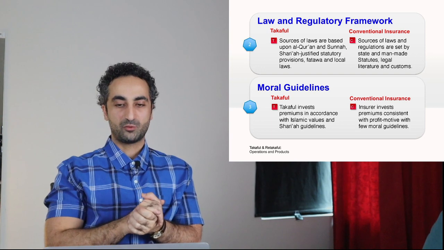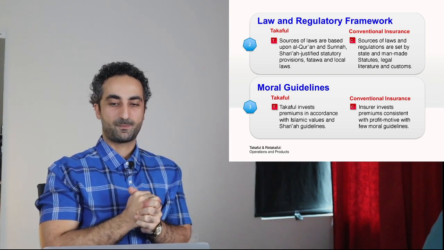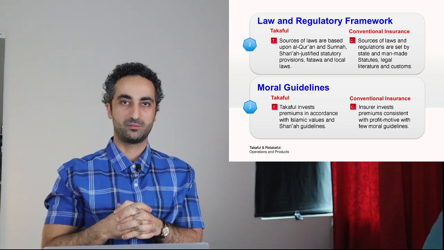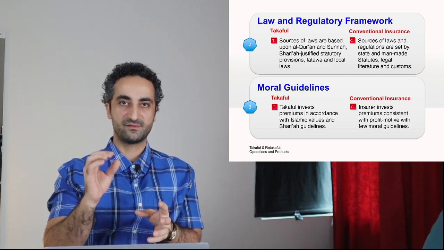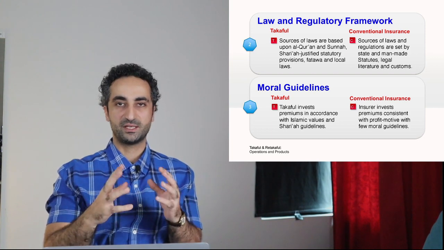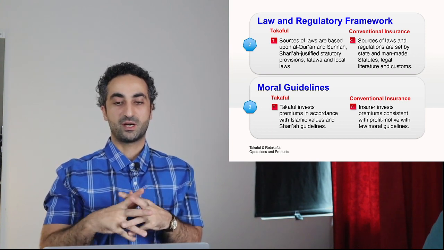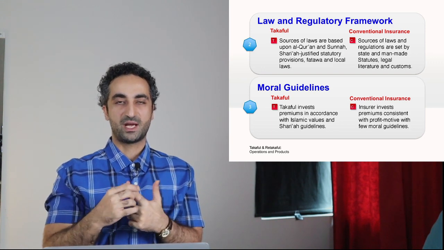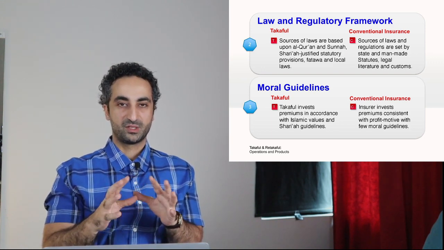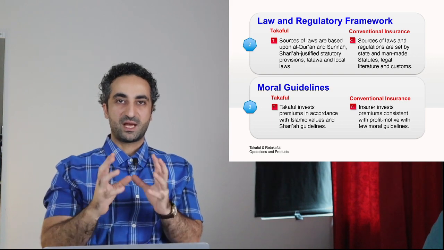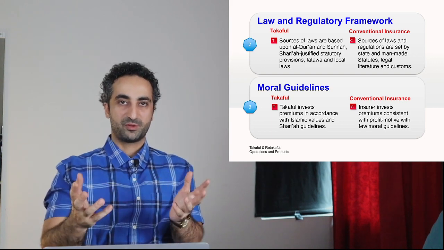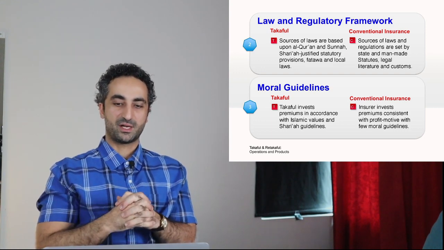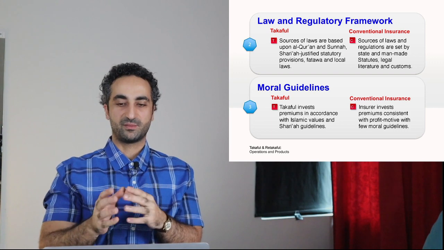Now let's go to the conventional insurance sources of law and regulation. So where do we derive rules from? Is there some source, a specific source, Quran, Sunnah, any book, anything? It's set by state. Usually it's set by a state or man-made statute. So it's man-made. So I will come up with an idea and then you follow or derive rules from my idea. That's why we said man-made.